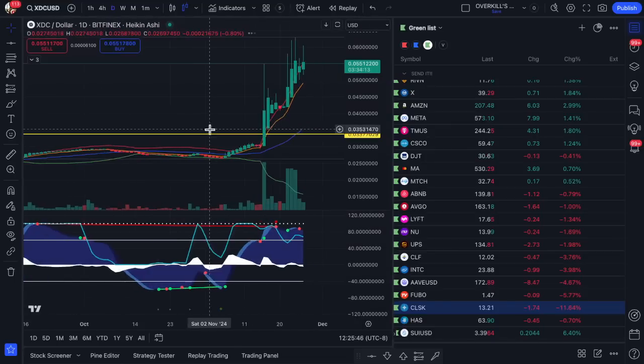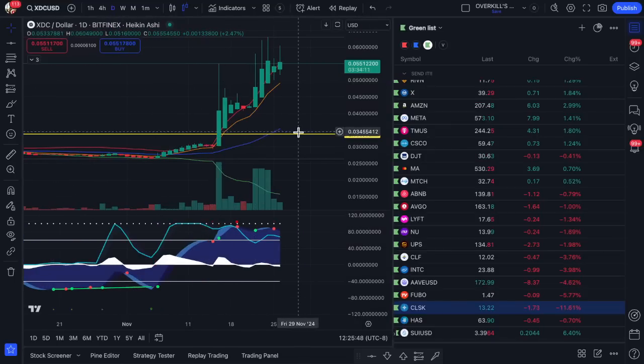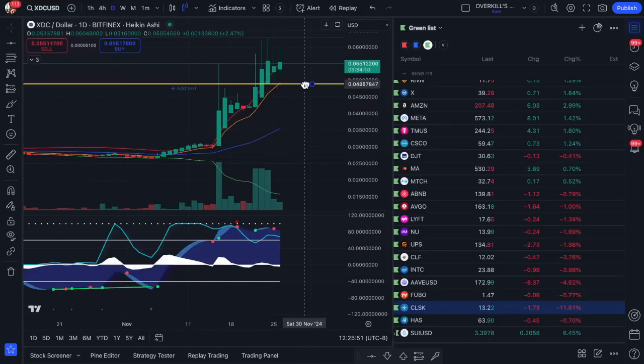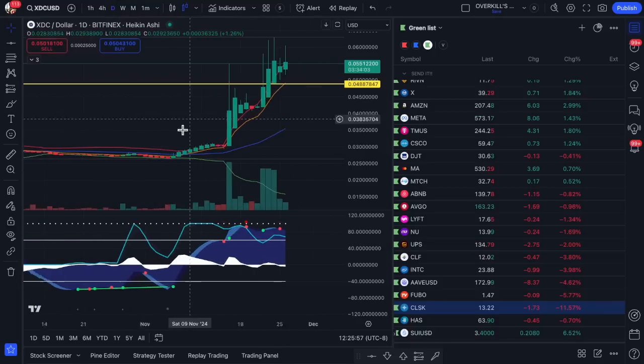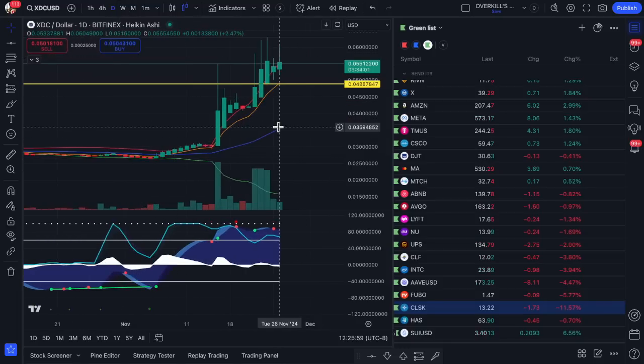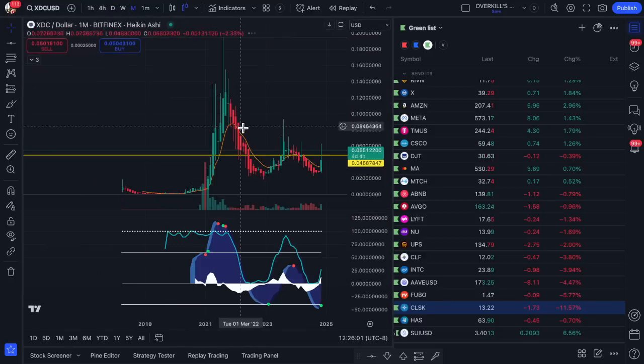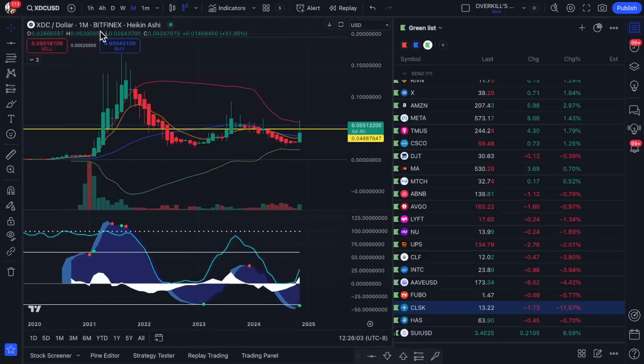Got it. Same thing. Okay, very, very extended right now. Move that stop loss up to about 0.048. You want to make sure our orange line holds. Okay, make sure that orange line holds. If that breaks, we can expect to drop back down to the blue line. I'm going to guess this one's green on the monthly as well. Yes, big, big breakout there on the monthly.